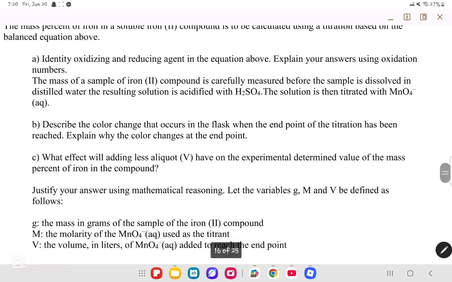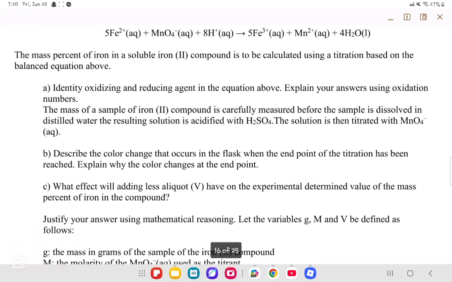Let us move on to part B. Describe the color change that will occur in the flask when the endpoint of the titration has been reached. Explain why the color change reaches this point. Okay, it says what? The mass of sampled iron is carefully measured before the sample is dissolved with H2SO4, right?